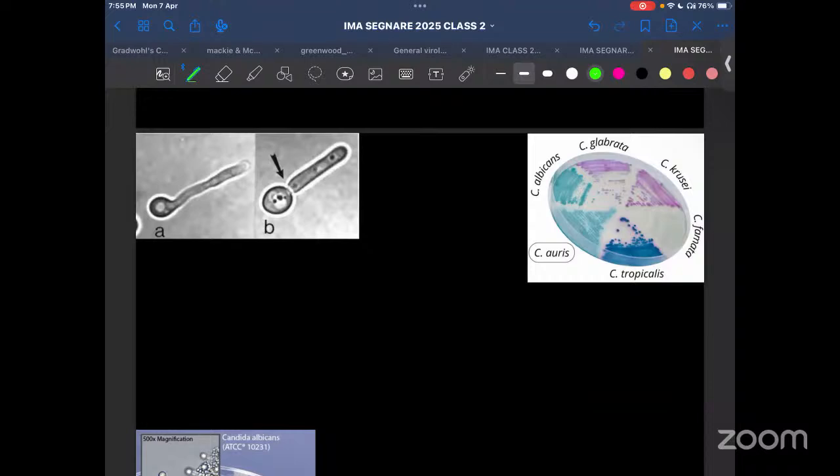Now see this picture here. This is actually the chrome agar. See, different organisms in different colors. This is Candida albicans, and it has a teal blue color. The teal blue color is a specialty of Candida albicans. Other organisms have different colors, so based on the color we can speciate.